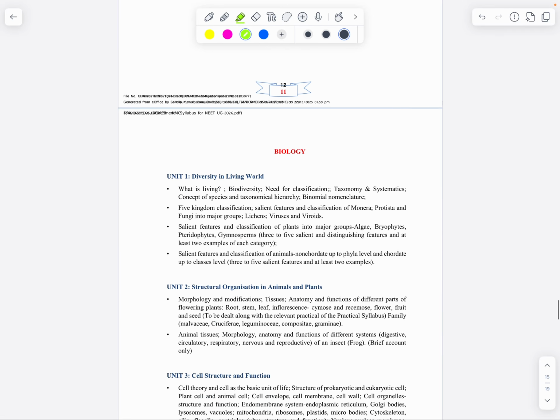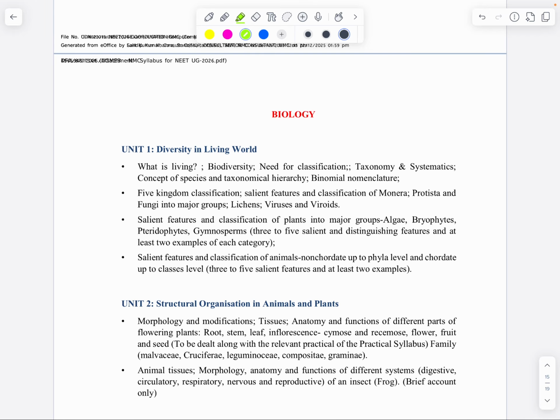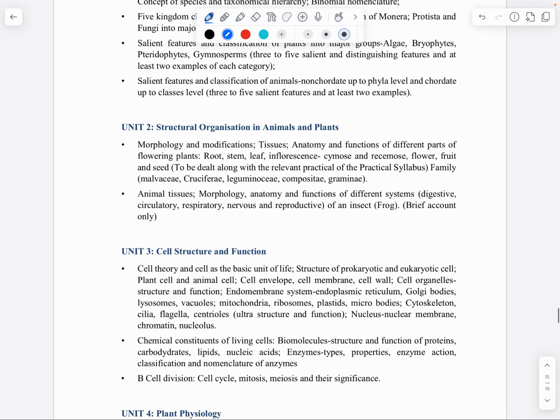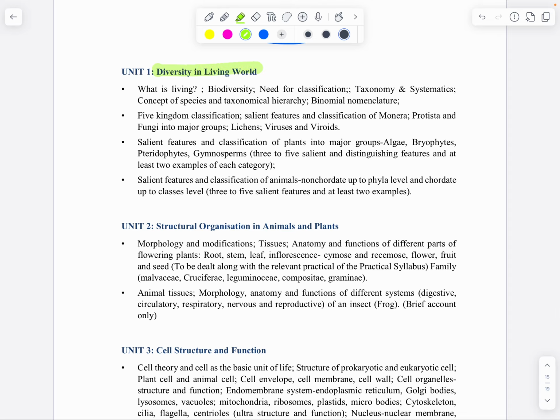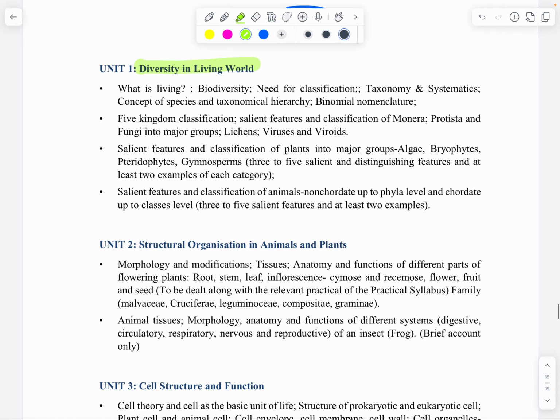So let's move on to the biology section. So the first unit, that is diversity in the living world. So this is a very important unit. So first chapter of the 11th NCERT book is living world. It's important. The second is five kingdom classification. It is also important. Okay.